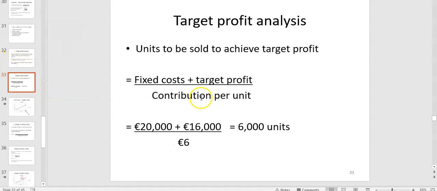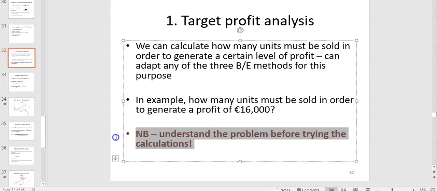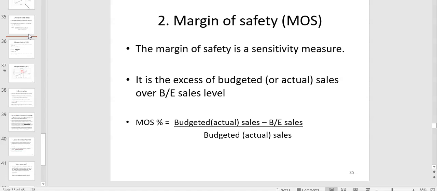And that's why I always say, don't just get caught up in the formulas. Understand the problem before trying to do the calculations. What am I trying to achieve here? And do my calculations get to where I want to be? So check them, because you'd be amazed at the amount of students who just assume it's correct without ever checking.